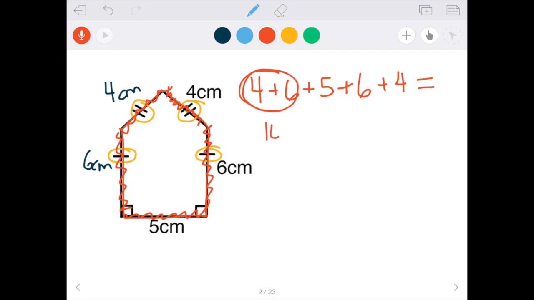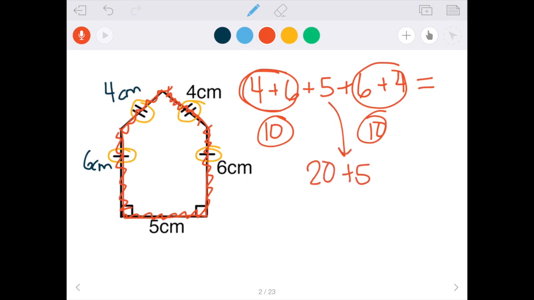4 plus 6 is 10. 6 plus 4 is another 10. 10 and 10 makes 20. Plus this 5 right here makes 25. So the answer to this problem is 25 centimeters.